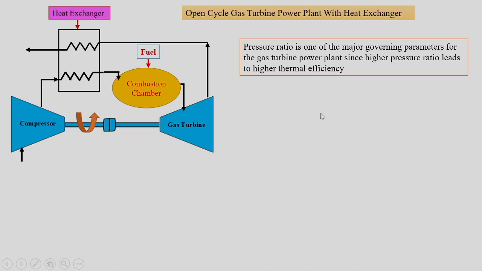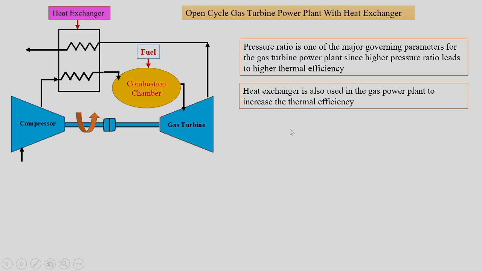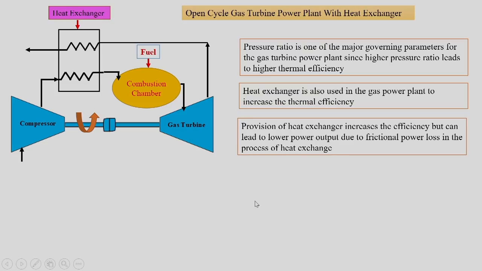As we have said, pressure ratio is one of the governing parameters for higher efficiency, but we can again have a heat exchanger to improve the efficiency. There is a problem with a heat exchanger. Here, we are transferring heat from the high temperature exhaust of the gas turbine to the low temperature gas which is going into the combustion chamber.